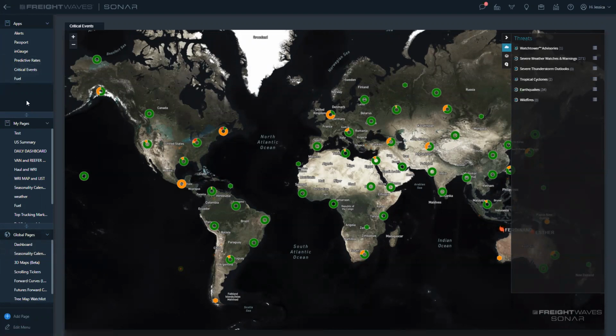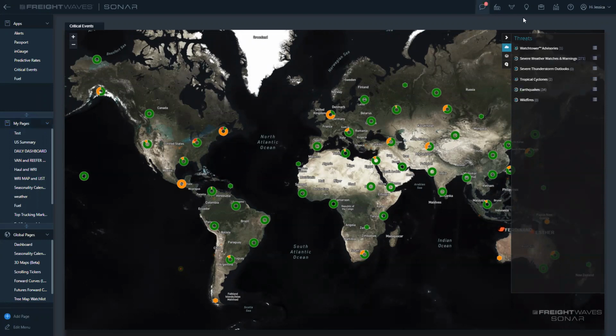The top left-hand side is our apps. This has our alerts management, passport, engage, predictive rates, critical events, and fuel. All of that is available in the app section at any time in the platform. Your My Pages is the middle. If you do not currently have any pages, it will be blank, like this is showing right now. When you start to add pages, you will be able to name them whatever you want, and they will save in your My Pages, and I will show you that in just a second.